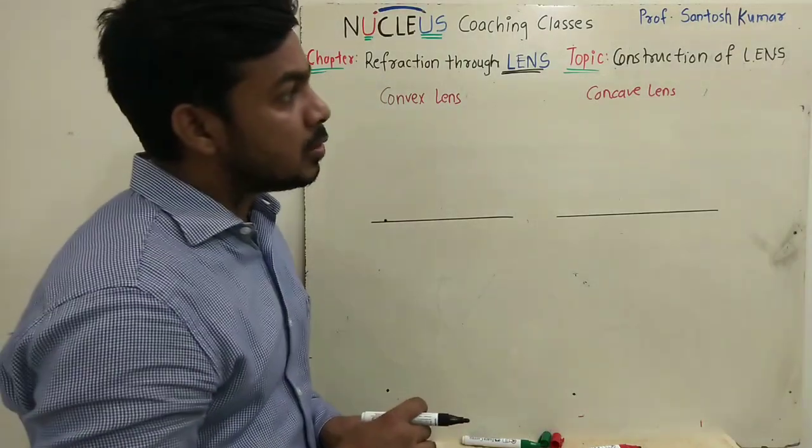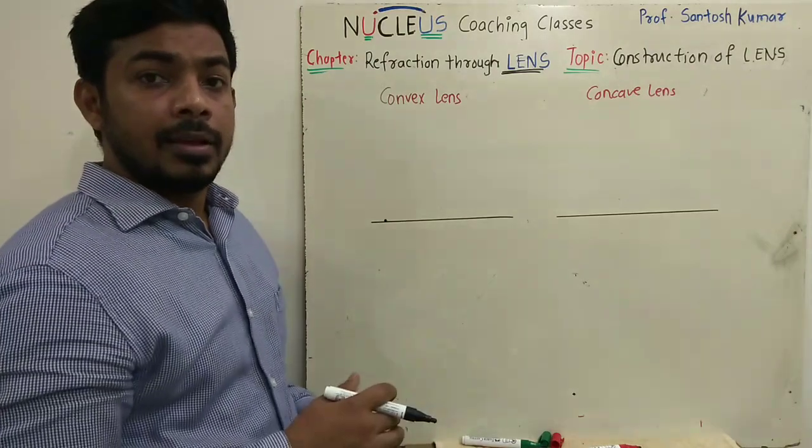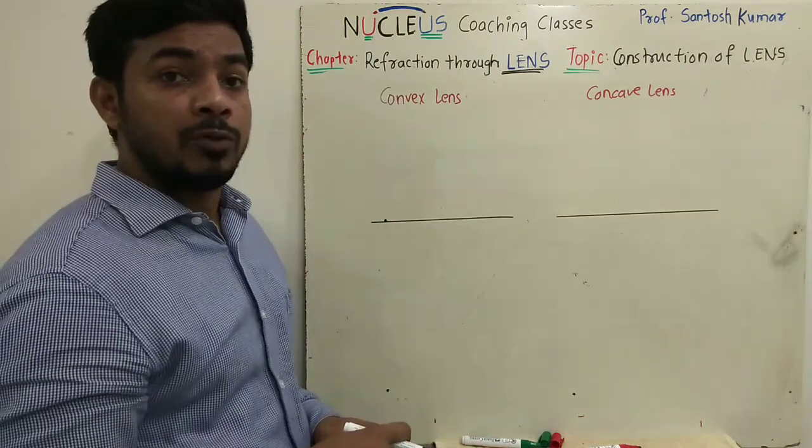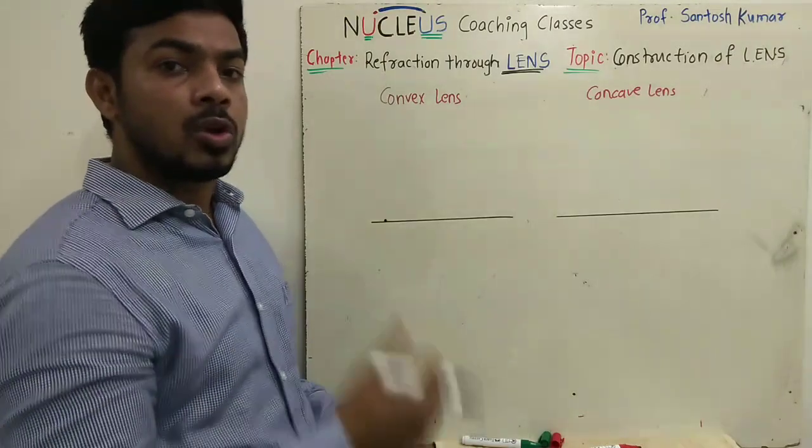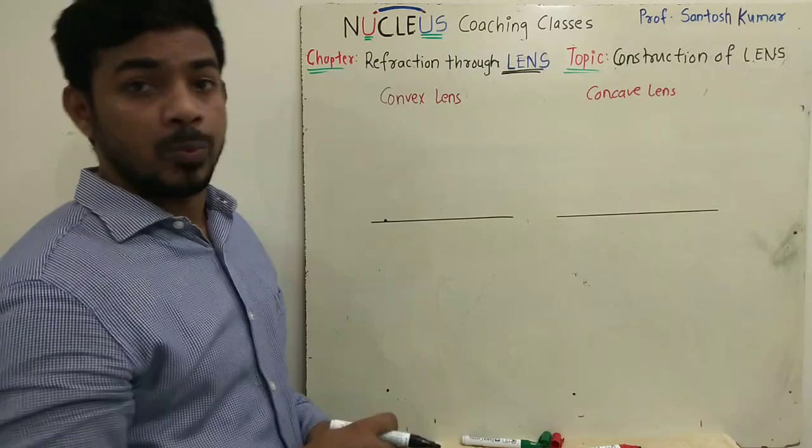So let's study the construction of lens. Before studying the ray diagram for the formation of image by a concave or a convex lens, first you need to learn how to draw this lens in your notebook.